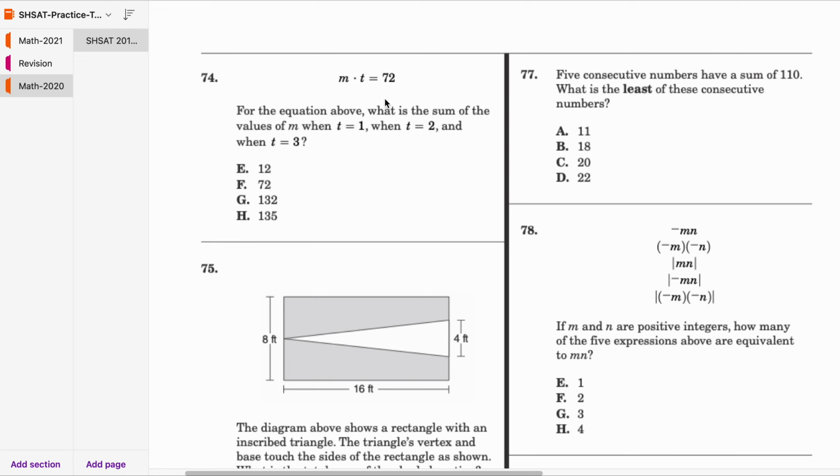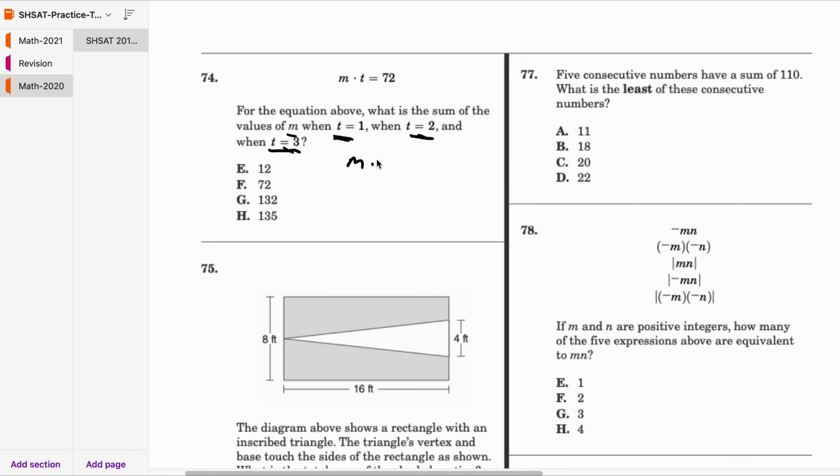So we know that m times t is equal to 72, and we're being asked for the sum of the values of m when t is equal to 1, t is equal to 2, and t is equal to 3. So basically the approach that I'm going to take for this problem is I'm going to solve for m for each case, and then I'm just going to sum the values together, right?